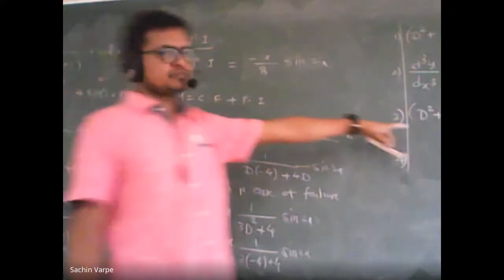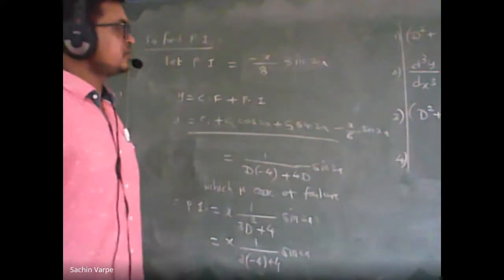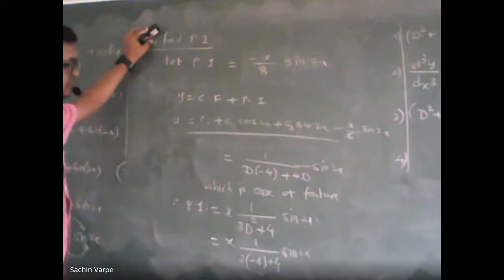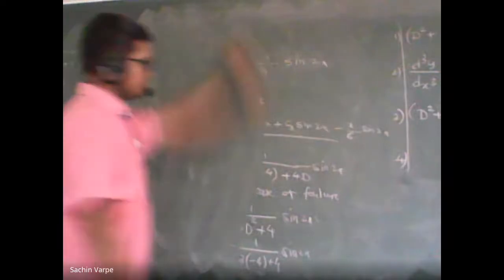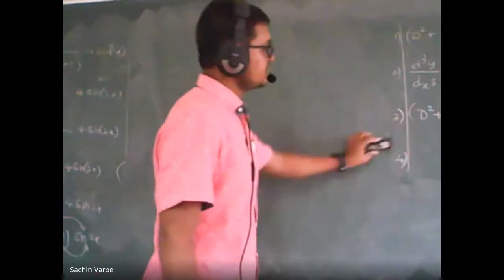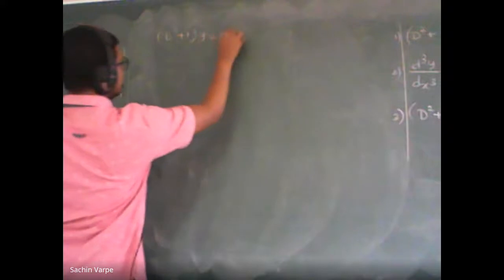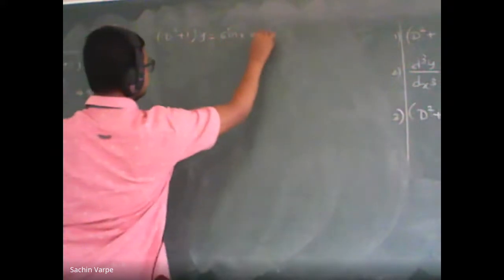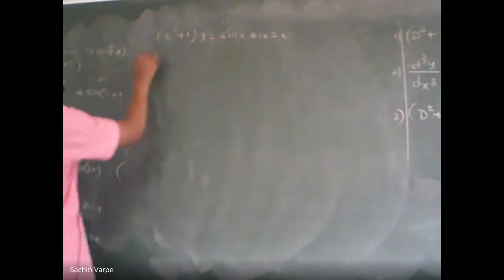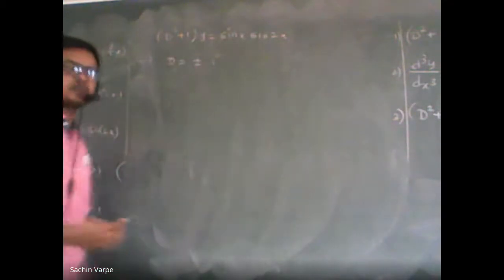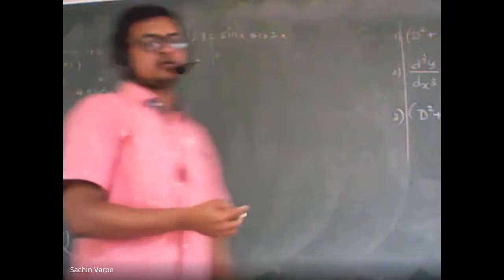So let us take one more also, instead of taking it as homework. The next one is D square plus 1 times y is equal to sine x into sine 2x. So what are the roots here? The roots are D is equal to plus minus i, because D square is equal to minus 1. So D equals plus minus square root of minus 1, which is i.